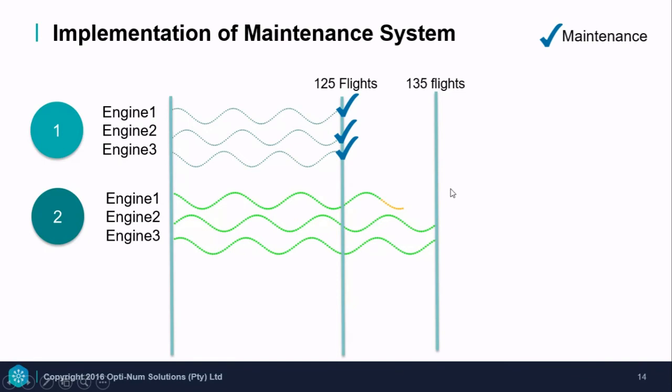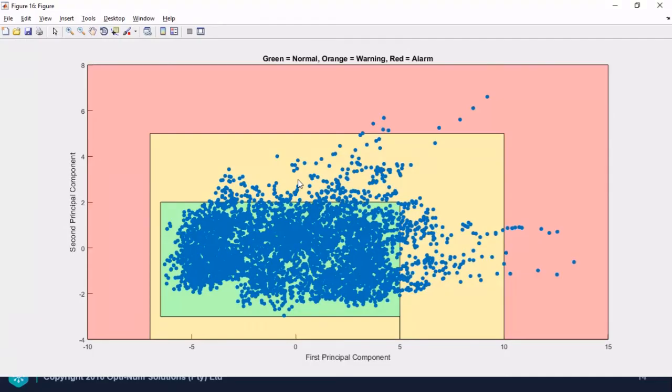So we can perform maintenance on engine 1 at this point, and for the other engines we can perform maintenance after 135 flights at the scheduled time. Now we have a new data set which can help us to further increase the accuracy of our warning system. If we look at the graph of our warning system here, we can see that our boundaries are still rectangular. If we further increase the accuracy of our warning system with our new data set, these boundaries might become irregular or round shapes.